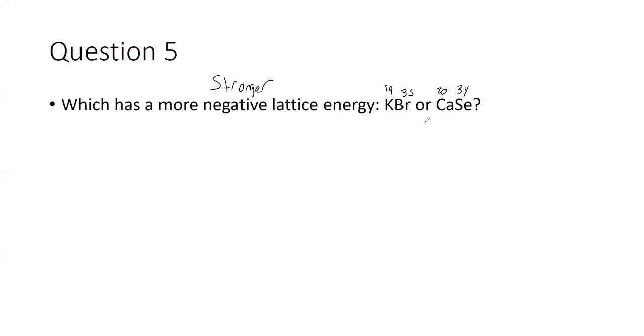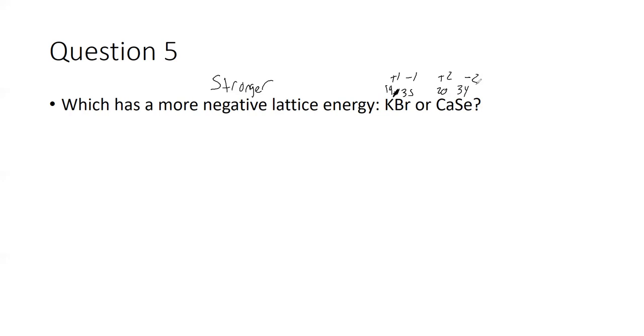Right, so hopefully you came up with some kind of logic. So if we look at potassium, it's in the first column, so that forms a plus one ion. Bromine is with the halogens, so bromine's always minus one. I'll write those a little higher, plus one, minus one. Calcium is in the second column, so that's plus two. Selenium is in the same column as oxygen, so it's going to be a minus two.